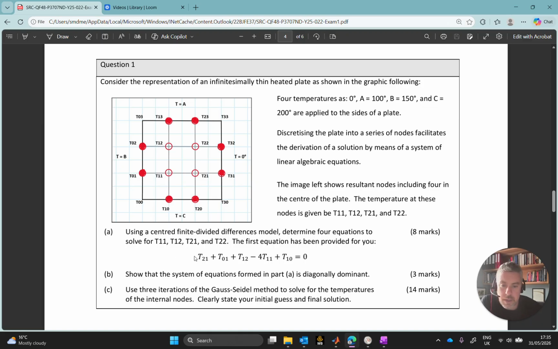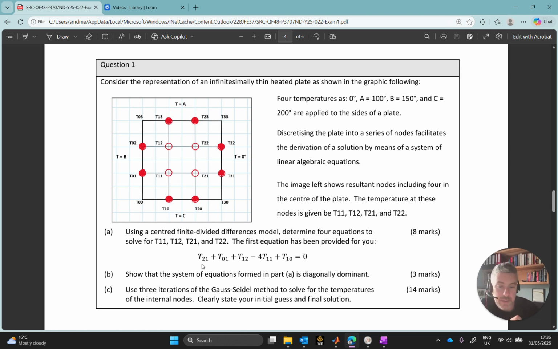We are given a hint in part A for the form of the equation, which doesn't itself solve for T11, 12, 21 or 22, but it gives us a starting point, and it gives an indication of what the centered finite differences approach may look like. So what it is basically saying is that the temperature at any node is going to be equivalent to the average of the temperatures around it. So if we are doing T11, for example, T11 is in the center of T01 and T21, but it's also in the center of T12 and T10. So the temperature at T11 should be the average of the temperatures at these 4 points around it. That's what the theory says.